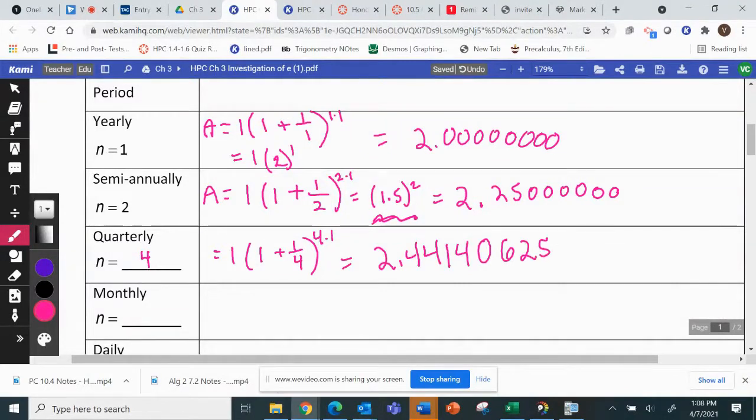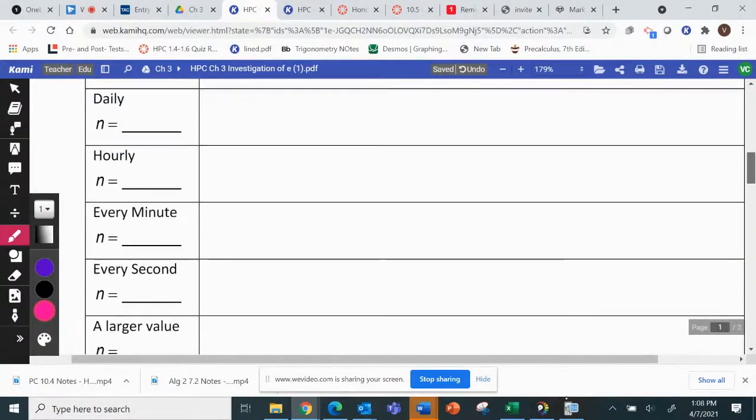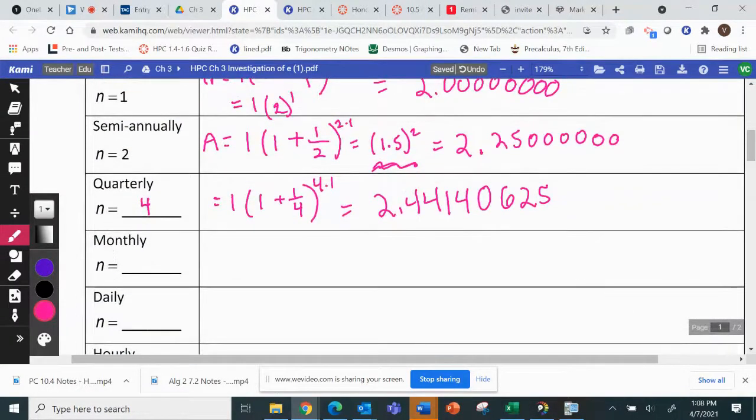So you're going to fill in the rest of these. When it comes to the ones that just say a bigger number, a larger value, you get to pick whatever larger value you want. Okay? I am going to pause my screen. I'm still going to do it on the video, but I'm not going to talk through it. So start filling yours out.